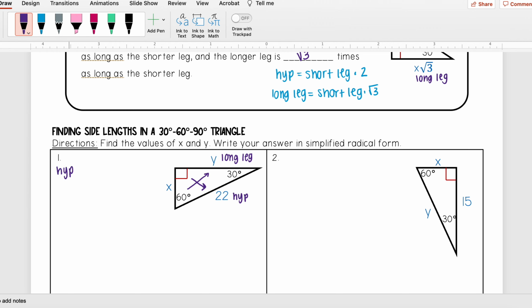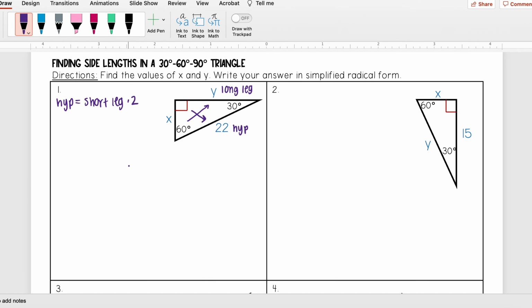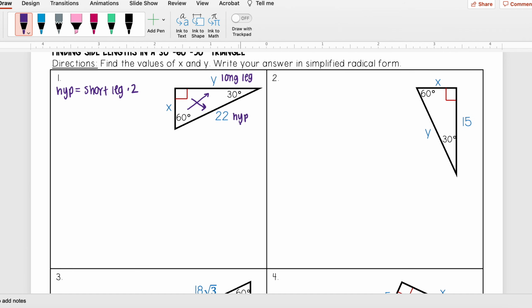So since I'm given my hypotenuse, I'm going to go ahead and use that first one. So hypotenuse is equal to the short leg times 2. And then I'm going to plug in what I know. Well, my hypotenuse is 22. My short leg is x times 2, so I just write that as 2x. And then I'm going to go ahead and solve this equation. So divide both sides by 2, and I get that 11 is equal to x. So that means that my short leg here is 11.